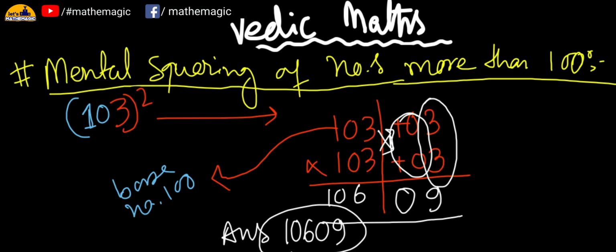Okay, so in this way you can find out the mental squaring of the numbers which are greater than 100.